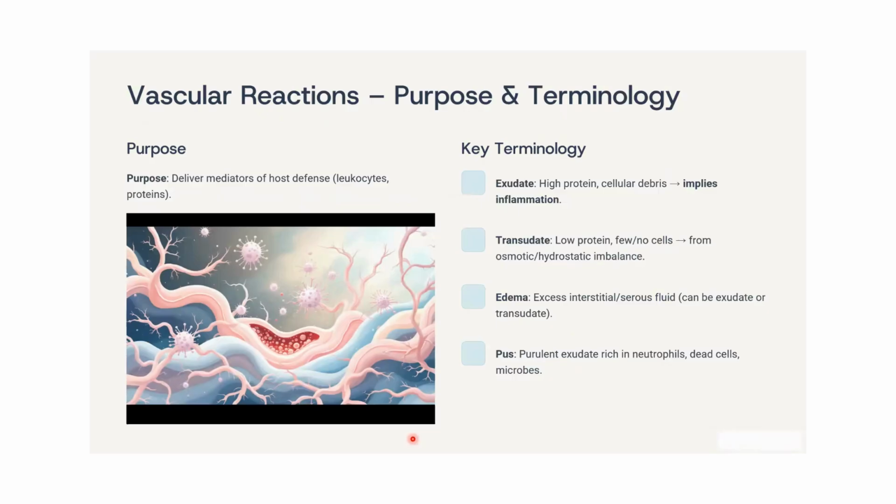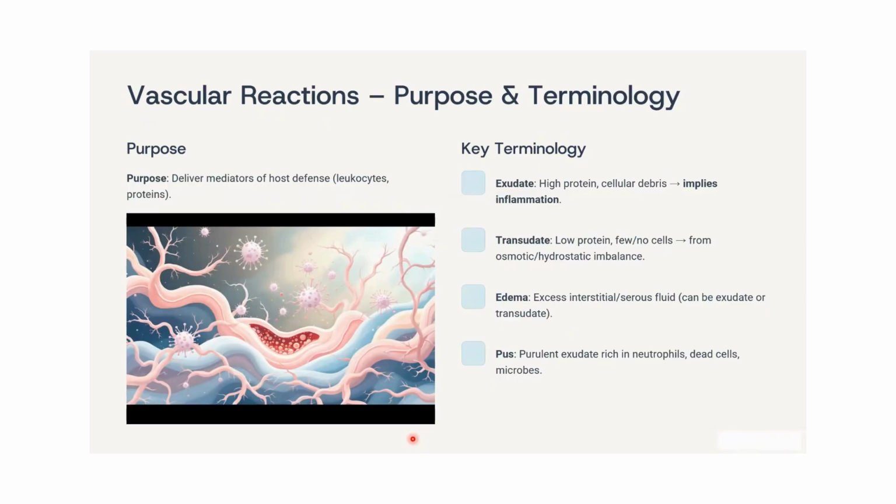Now, as we get deeper into this, we'll be using some specific terms. They might sound a bit technical at first, but really understanding them is the key to differentiating what's going on. Absolutely. Let's nail these down. First, exudate. This is fluid that leaks out, and it has a high protein content. It often contains bits of cells, debris. Crucially, if you see exudate, it strongly implies inflammation is happening.